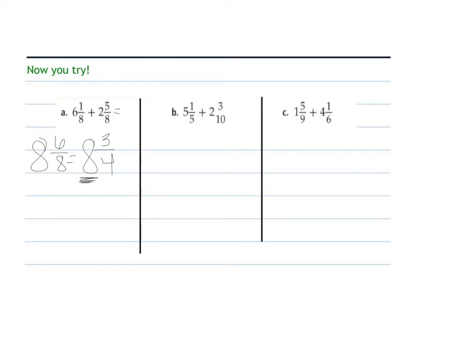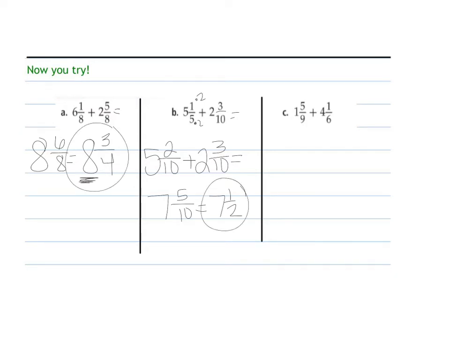And then we have 5 and 1/5 plus 2 and 3/10. So I'm going to change my fifths to tenths, so I know that I can multiply both of the 1 and the 5 by 2, because then that will make it tenths. So I'm going to rewrite before I try to do this in my head. So 5 and 2/10 plus 2 and 3/10 would equal 7 and 5/10, which is 7 and 1/2.